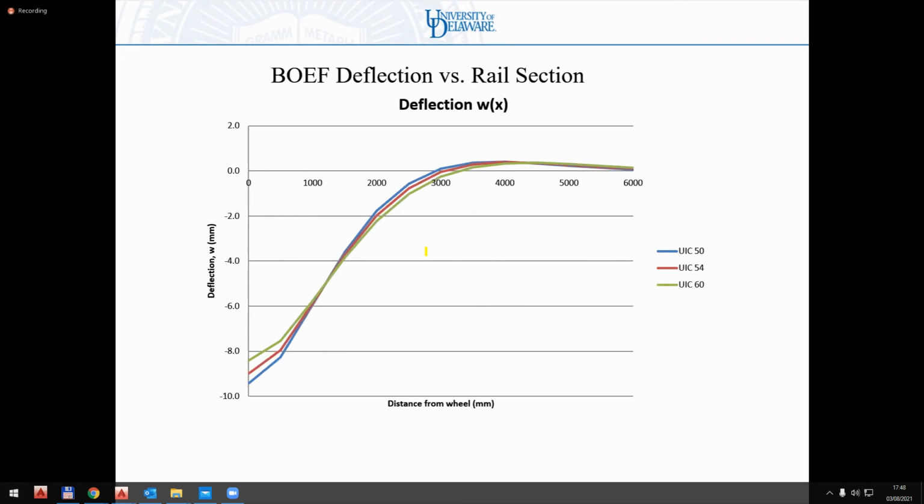The rail section effect is relatively small on the deflection side. Why? Because it only shows up in the beta term under the fourth root. So it's a fourth root of the moment of inertia. The rail term, the moment of inertia, or the EI, the bending rigidity, is under the fourth root in the beta term. And so its effect is relatively small, as you can see over here.